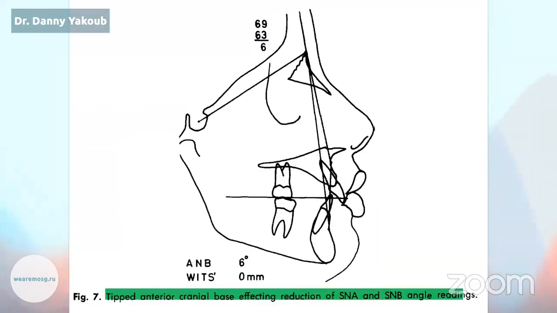Tipping is like a rotation. Understand? So point N is higher than point S here. So it's like tipping counterclockwise, let's say.